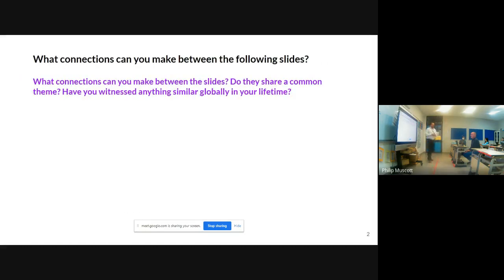Okay, you're going to look at a few pictures, okay? But I want you to be considering some things as you view, okay? At the end of it, you're going to be getting into your hangout and you're going to be discussing whether you can see any connection between them. Are there similarities? Do they share the same theme? Start to think about if you have witnessed or read or seen anything similar in your lifetime.